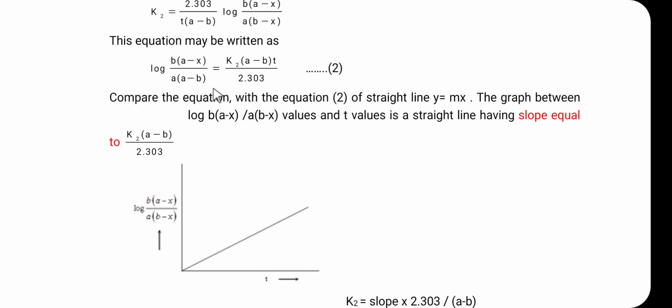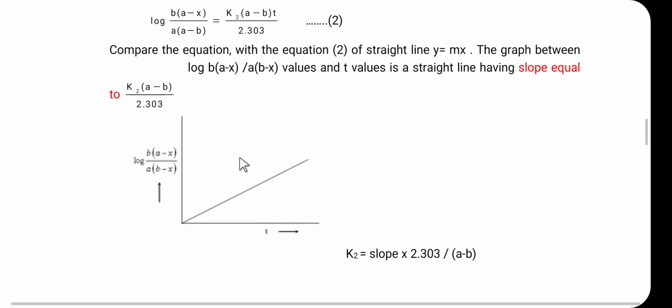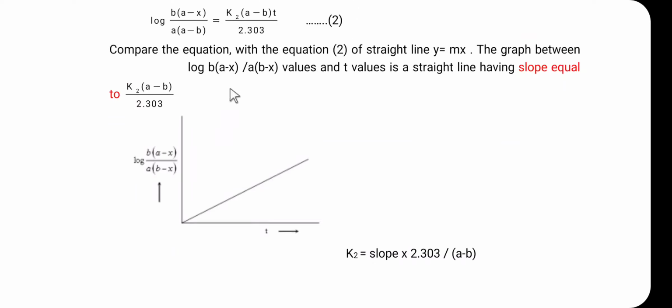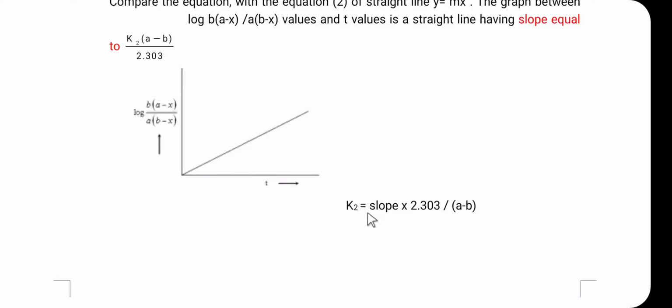So, here again this is the equation of y is equal to mx. So, again plot the graph of y versus x. So, here log of b into (a minus x) divided by a into (b minus x) versus t. So, here this is the nature of the graph, and when we consider the slope of this line, it is equal to K2 into (a minus b) divided by 2.303. So, this is the value of the slope. So, here K2 can be determined. K2 is equal to slope into 2.303 divided by (a minus b), where a and b are the initial concentration of the two reactants.